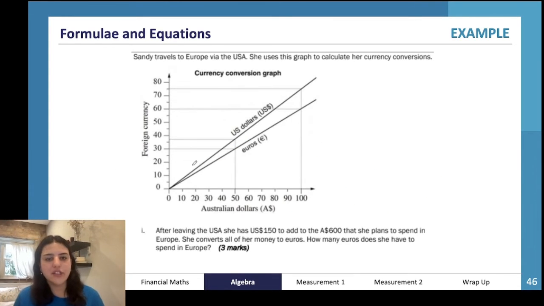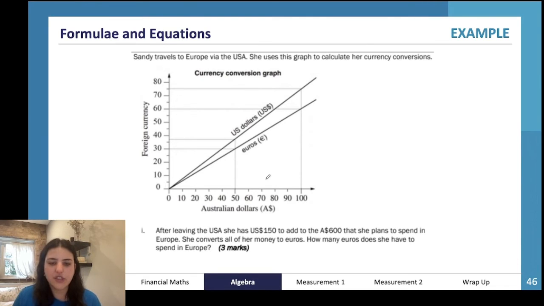Okay, Sandy travels to Europe via the USA. She uses this graph to calculate her currency conversions. So we've got our foreign currency and our Australian dollars. This is where the euros are at. This is where the US dollars are at. So 100 Australian dollars is worth about 75 US dollars and 60 euros.